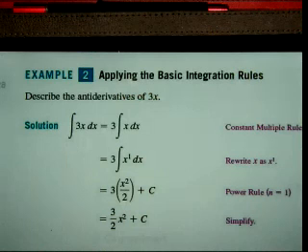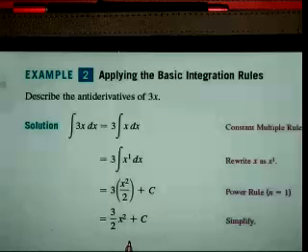And then check your answer. The derivative of 3/2 x squared, you would multiply the 2 times 3/2. That would just leave you 3. Subtract 1 from the exponent, you'd have 3x. It checks, so that's the antiderivative.